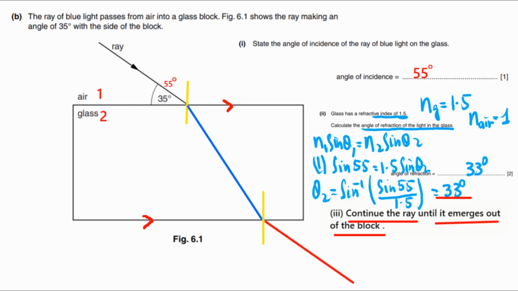That's all we need to do for this question. But also we need to draw the direction of travel of rays, so we can use small arrows. Now this angle, for example, is also 55 degrees. We can also label this one. This is also 55 degrees.